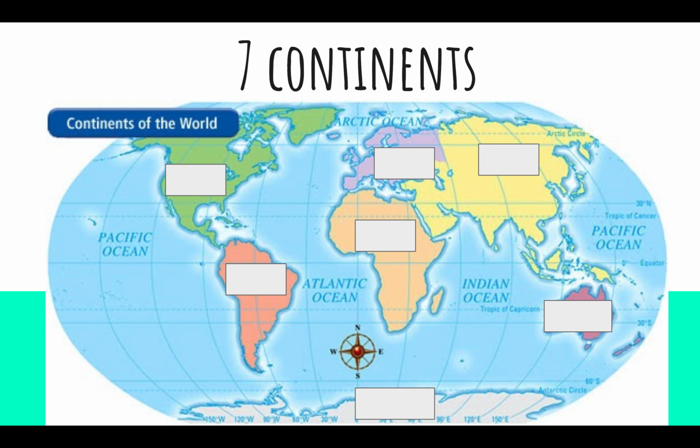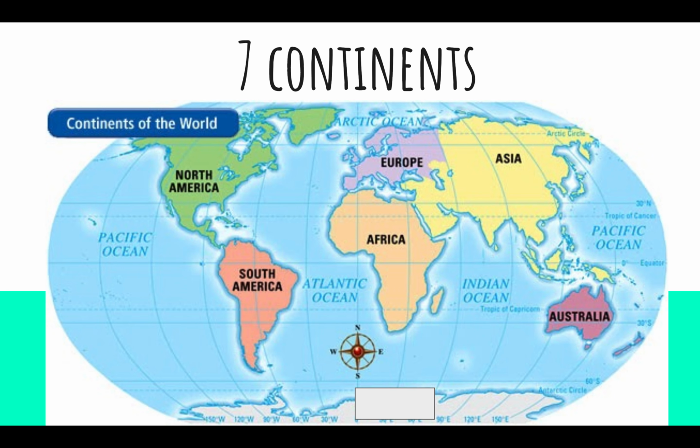So, 7 continents. The world is made up of 7 continents. Some people might say 5, some might even say 4, but in English-speaking countries, we learn that 7 is the number of continents. Pause the video, see if you can name each continent. Okay, now you've unpaused it. Let's look at the continents.